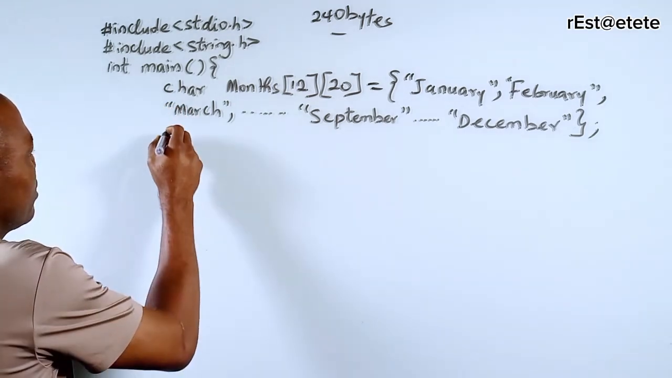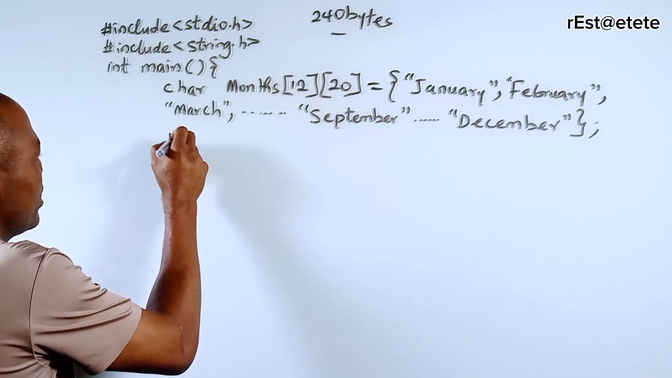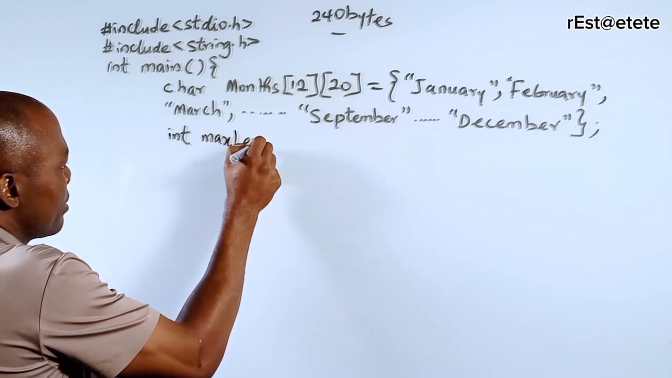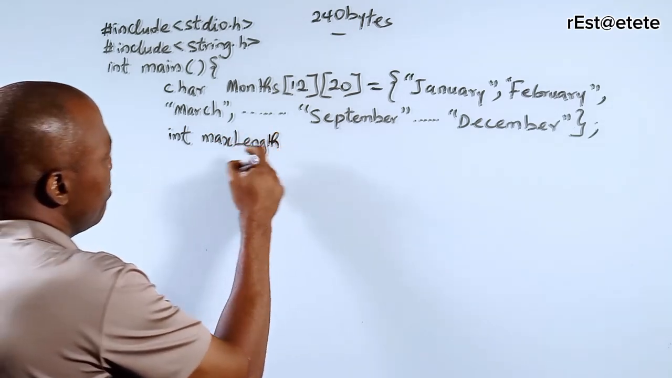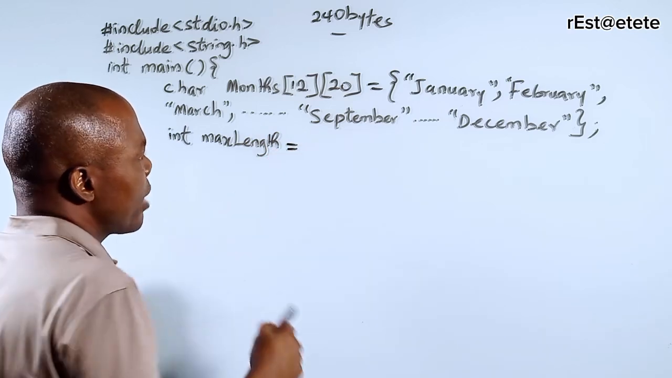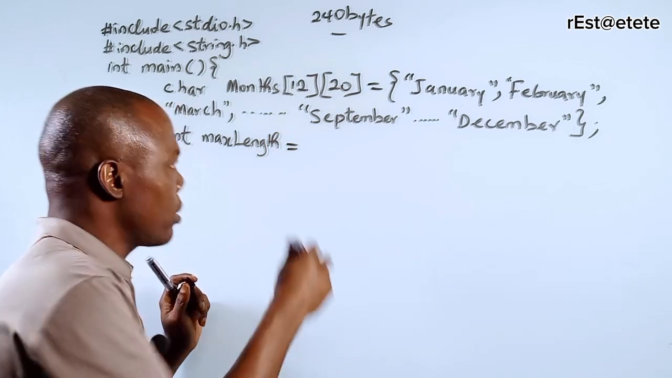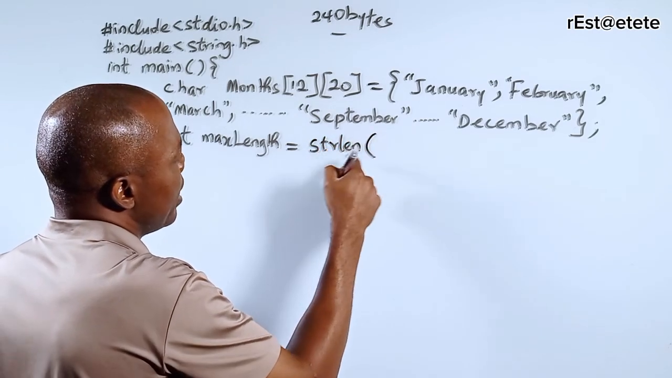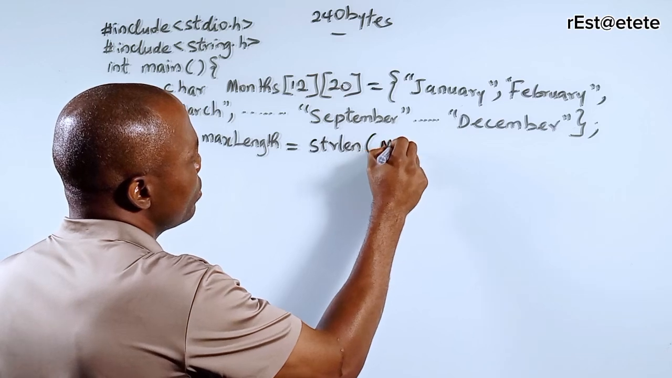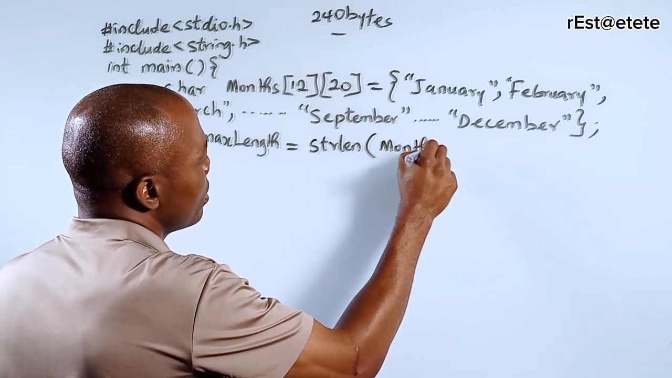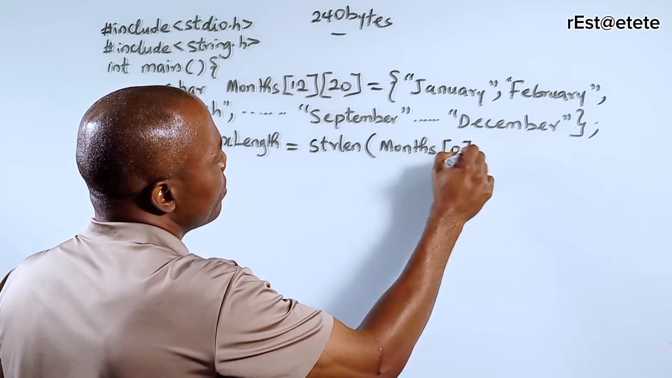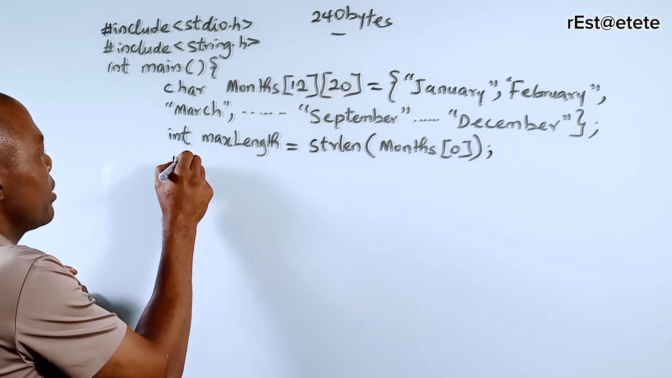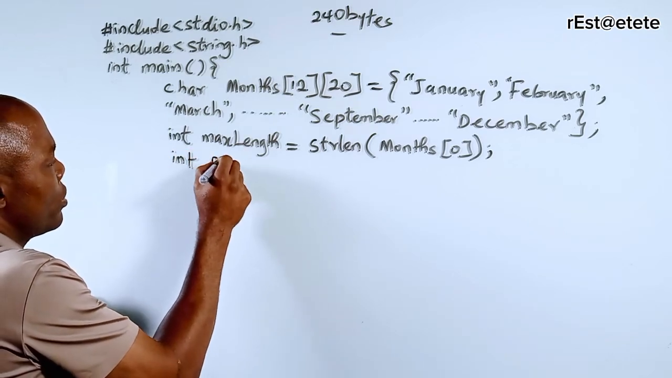Since it's going to return an integer, I will use int and call it max length. I will assign it by calling my strlen function, and in it I will supply month[0]. So month[0] will be January. Then another one is int; I'll call it position.